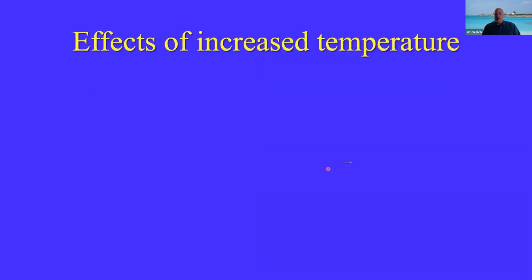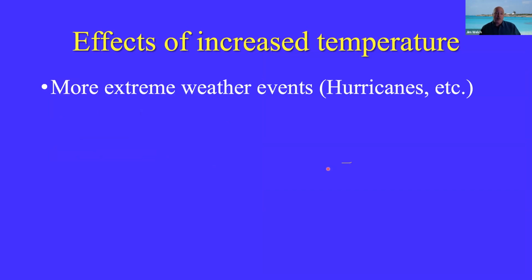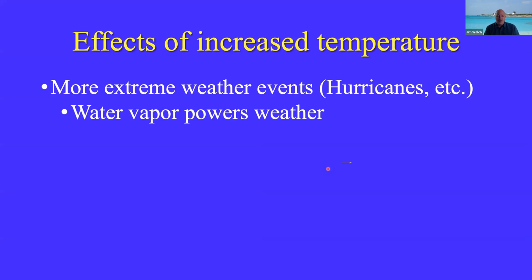So we have increased temperature. What's that going to do to the oceans and to the Earth? The first thing is it causes more extreme weather events. It causes hurricanes to be larger. Most specifically, it causes them to increase in strength more quickly. And that's one of the things that we've been observing over the past few years.